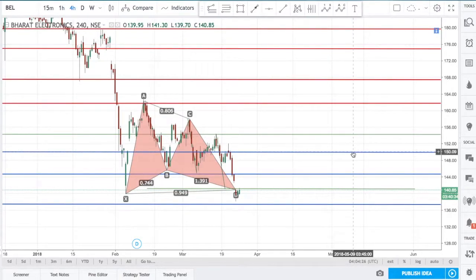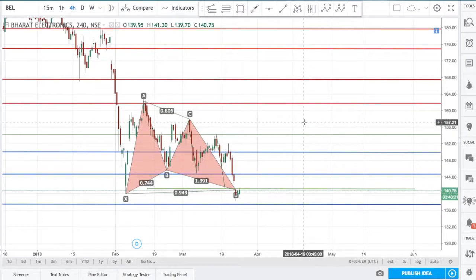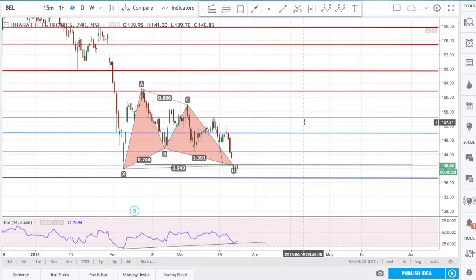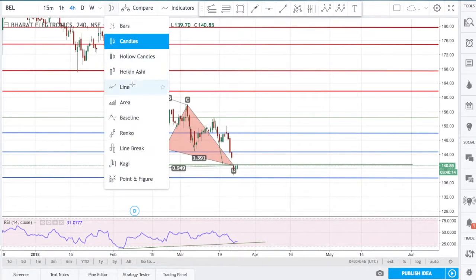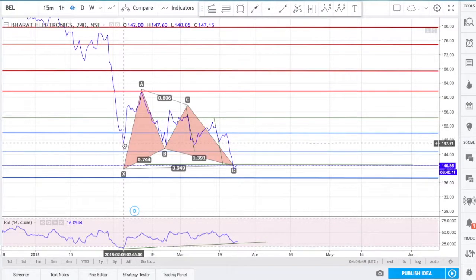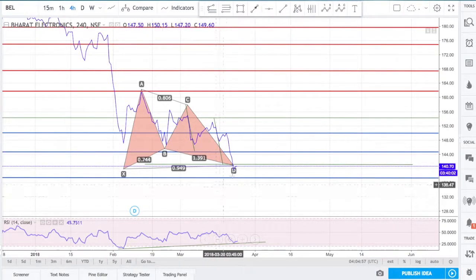And do we have an RSI divergence now? Let's see if we have an RSI divergence. Yes, we do have an RSI divergence on this low and this low. Let's drop down to a line chart. Look at this low. When this low was made, this was the corresponding RSI, and when this low was made, this was the corresponding RSI, which shows there is a clear divergence.